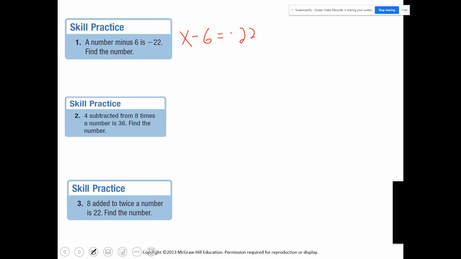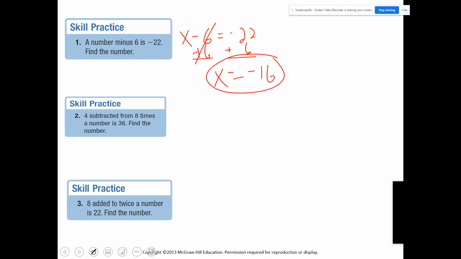All right, now we need to solve it. We're going to add 6 to both sides. This cancels out. So we get x equals negative 22 plus 6 is negative 6.